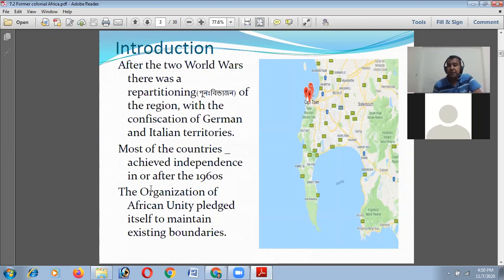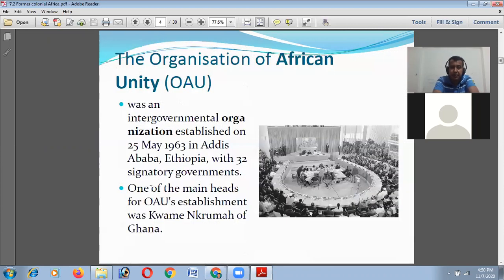The Organization of African Unity pledged itself to maintain existing boundaries. The Organization of African Unity was established in 1963 in Addis Ababa, and there, 32 African governments and nations signed. One of the main founders was Kwame Nkrumah of Ghana. So in 1963, 32 nations of the African continent made a treaty and signed as the Organization of African Unity.